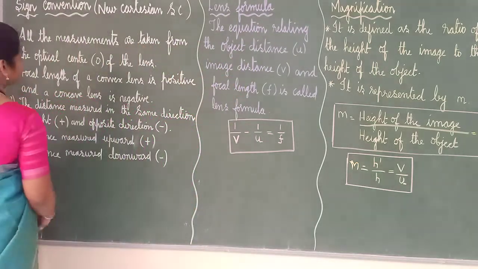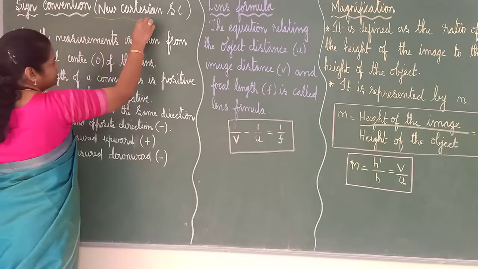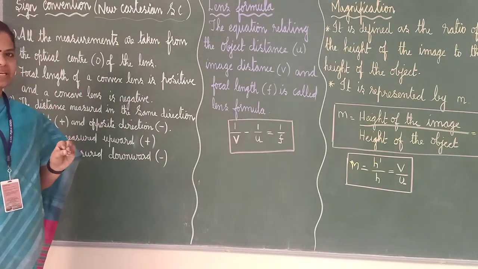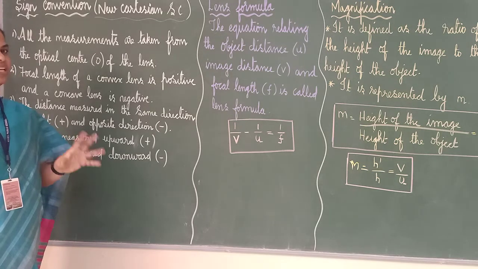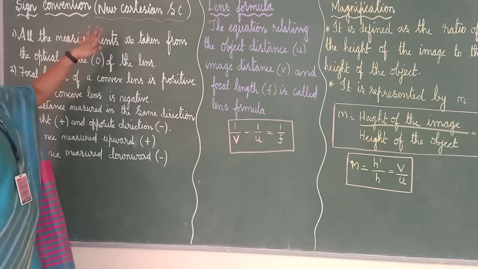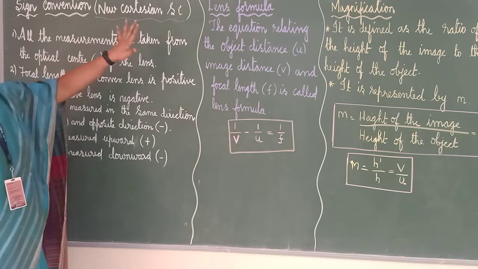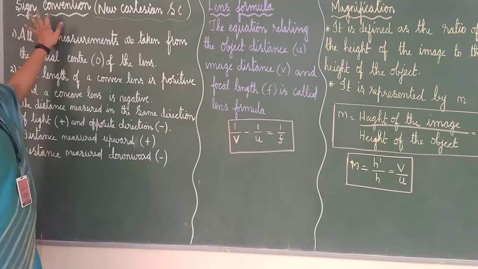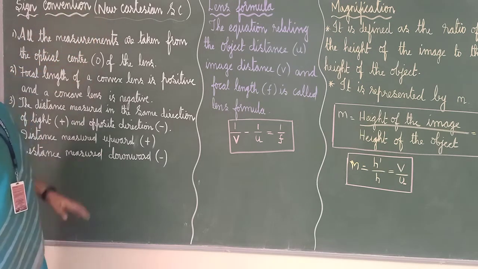Sign convention is also called the new Cartesian sign convention. We know that how the sign should be, whether it is positive or negative, how to find that out, there are certain rules. Those rules are called the new Cartesian sign conventions, or simply sign convention.